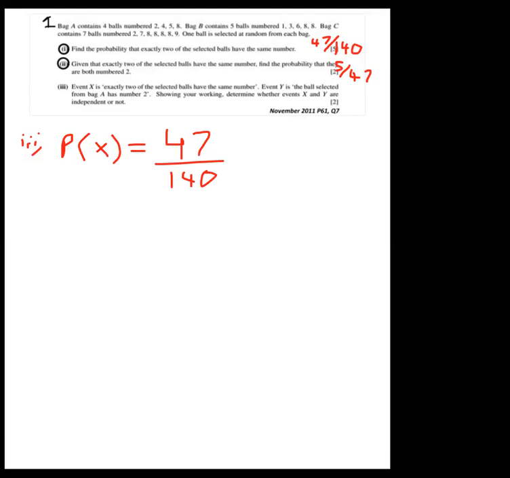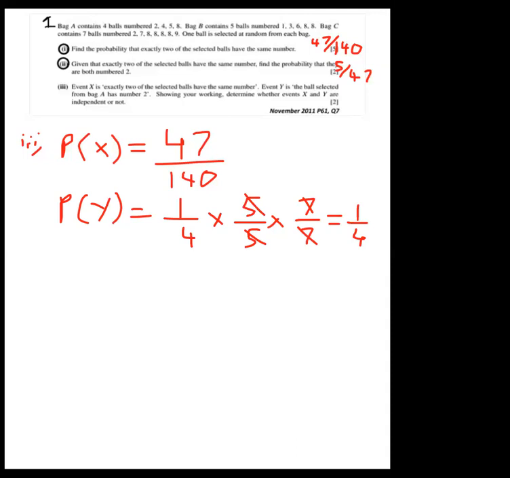So for Y, the probability will be from bag A, it has to be number 2. That means 1 upon 4. From bag B, it could be anything. So 5 upon 5. And from bag C, again, it could be anything. So 7 upon 7. This is 1 upon 4. Plus 5 and 5, 7 and 7 get cancelled. So we know now what are the probabilities for X and Y. Now they're saying, showing a working, determine whether events X and Y are independent or not.